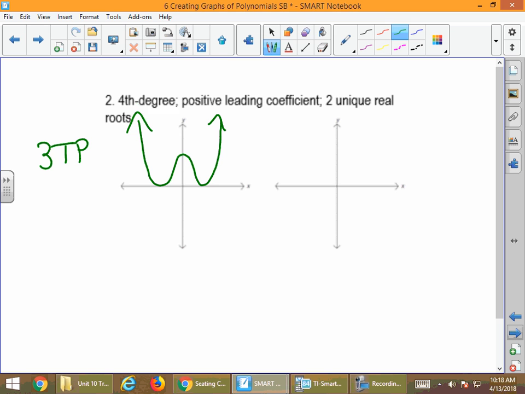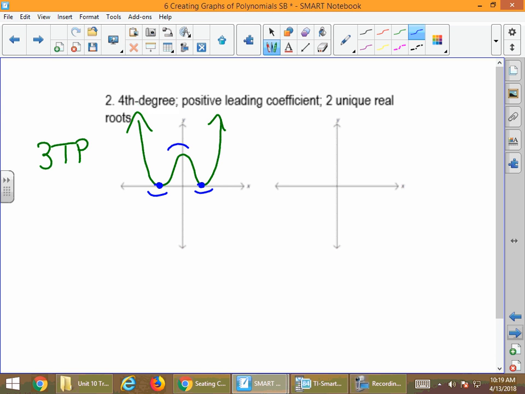Again, once we draw the picture, let's check our work here. We have 1, 2, 3 turning points. We do have a positive leading coefficient because as we look to the right in our picture, we're going upward. And then we have a root here and a root there. Two unique real roots.